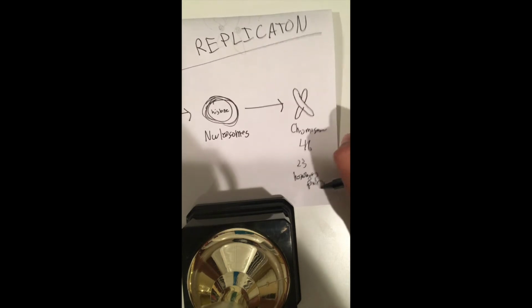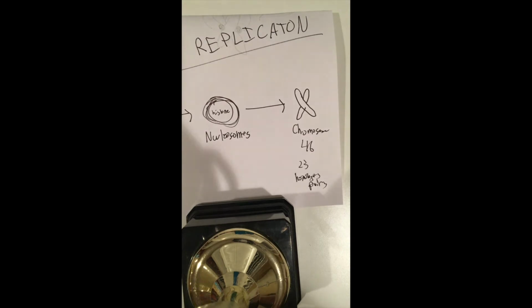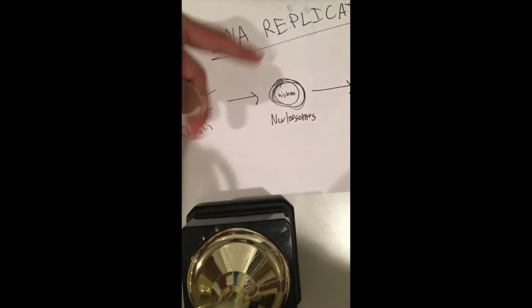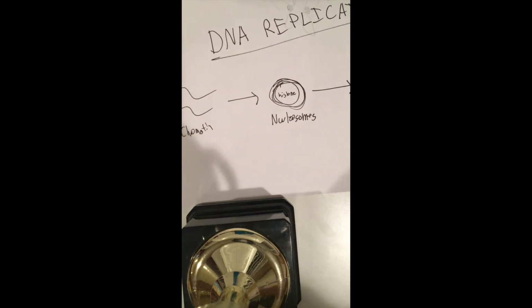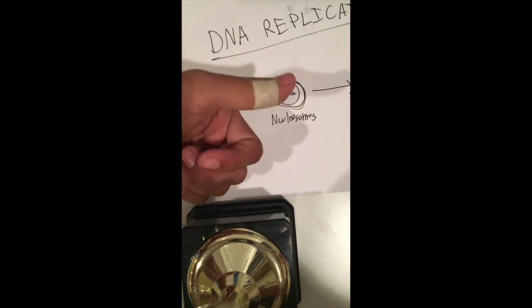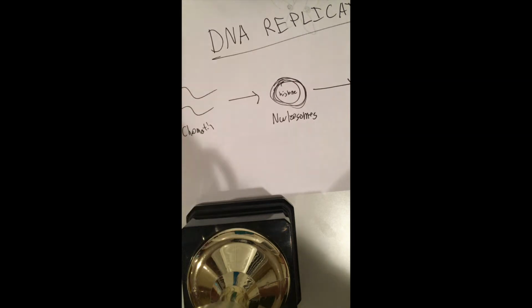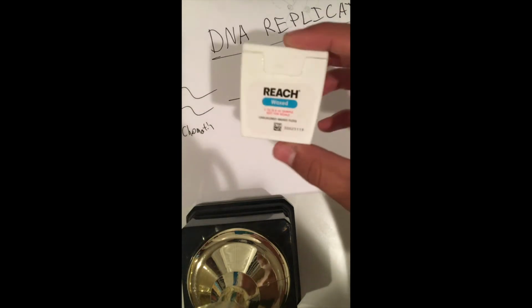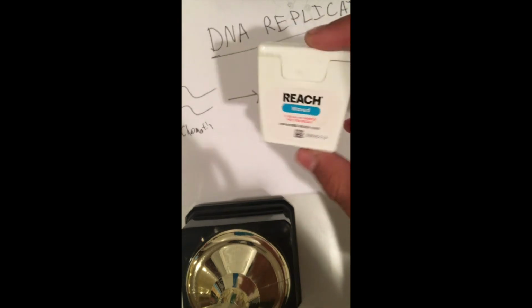I'm sure it's a bit confusing understanding what I mean by chromatin coiling around histones. Well, don't worry, I got you covered. Also, I got a band-aid from cutting myself. We're going to do a little demonstration with my friend, not tape, sorry, it's dental floss.